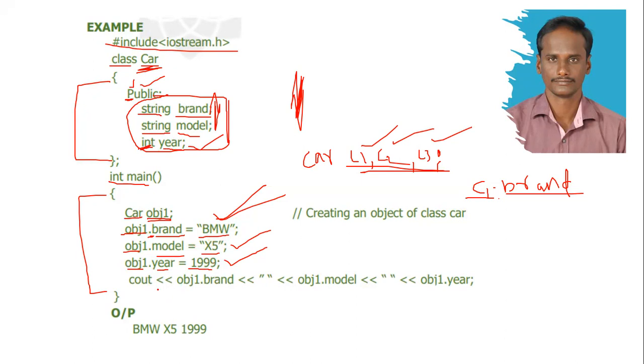If you want to print the values, what happens? The cout statement. We know that the cout statement helps you print the values of variables or print strings, right? So obj1 dot brand. What's the value for brand? BMW. So the first output is BMW. Next, a space, which helps you give the space. Next, obj1 dot model. What's the model value? X5. So the next output is X5. Next, a space. And next, obj1 dot year. What's the value of year? 1999. That is your output.